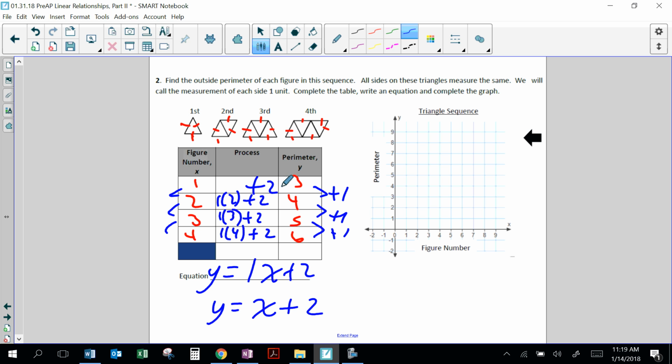Let's graph this. Figure number 1 is a perimeter of 3. 2 is a 4. 3 is a 5. A 4 is a 6. So what would 0 be? 0 plus 2 would be 2 right there.